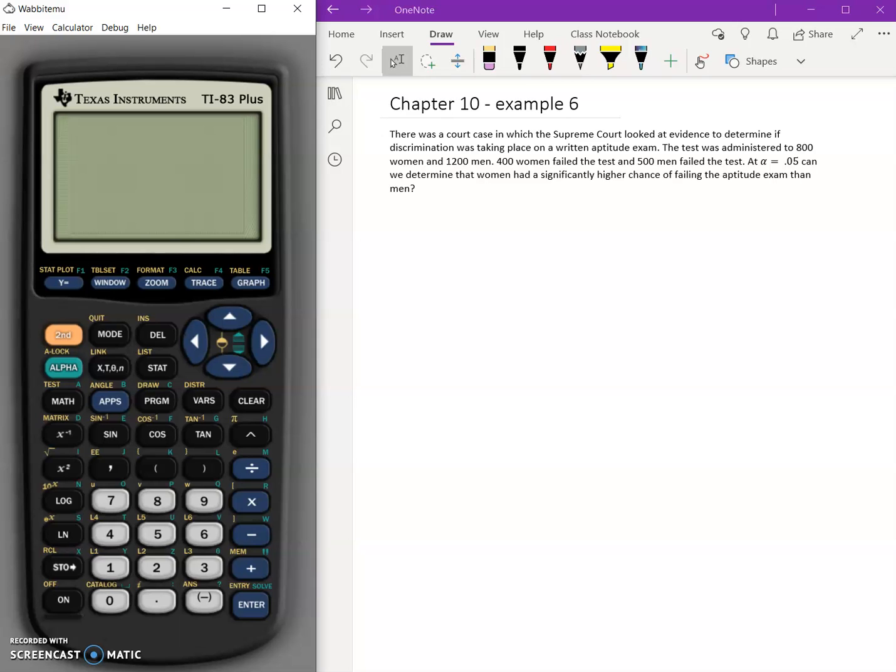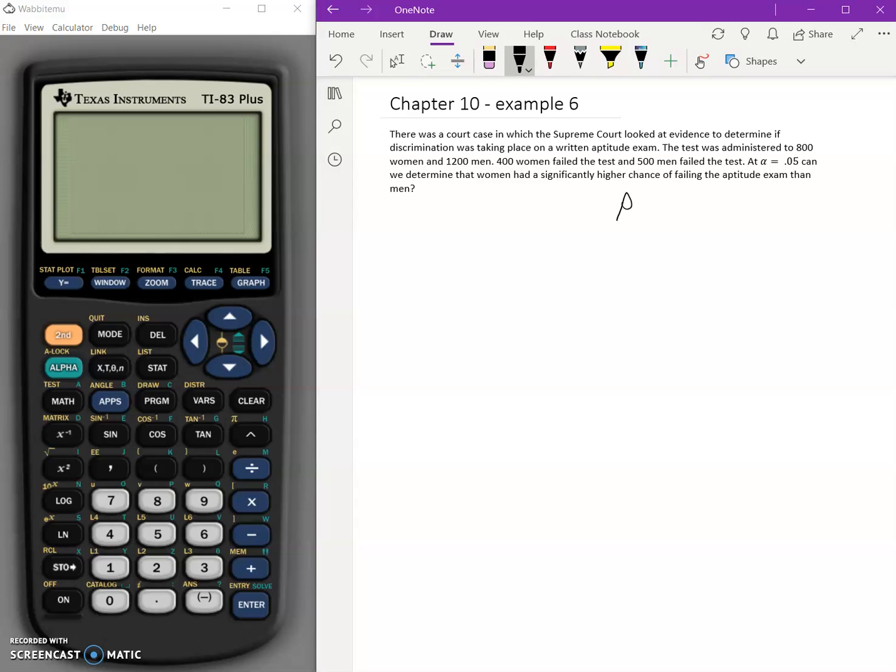At alpha equals 0.05, can we determine that women had a significantly higher chance of failing the aptitude exam than men? So this was an actual court case in which they used statistics to be able to make some decision of whether or not women had a higher chance of failing the aptitude exam. Was it just random chance that they happened to be doing poorly, or was there something special taking place here?